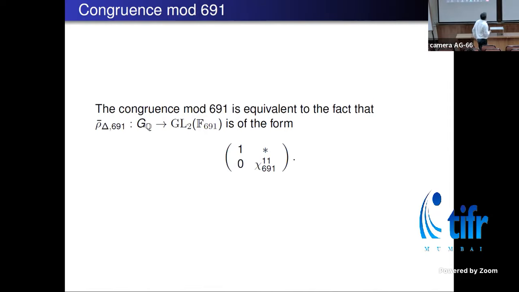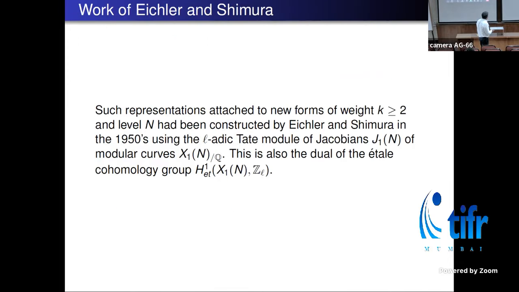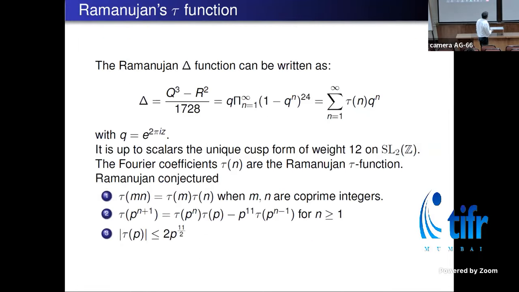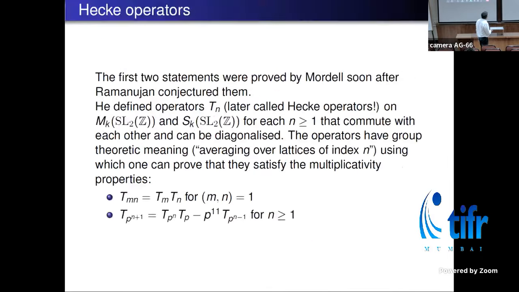Okay. So now the other thing I want to focus on in the remaining half an hour is this congruence mod 691 and how it led to Serre's conjecture. So the congruence mod 691 is equivalent to the fact that if you look at this 691-adic representation associated to... right, if I look at L equal to 691 in this L-adic representation.